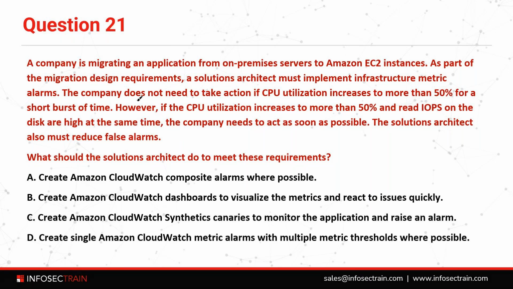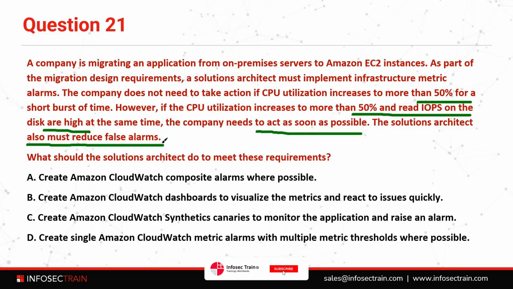You have seen it. The question is kind of similar to the previous one, but with a very small twist, which I've intentionally put in place. A company is migrating an application from on-prem to an Amazon EC2 instance. As part of the migration design requirement, a solution architect must implement an infrastructure metrics alarm. The company does not need to take action if the CPU utilization increases more than 50% for a short burstable time. However, if the CPU utilization increases to 50% and IOPS is also high, the company needs to take action as soon as possible. That's similar to the previous question. The twist is that the solution architect also must reduce the false alarms.